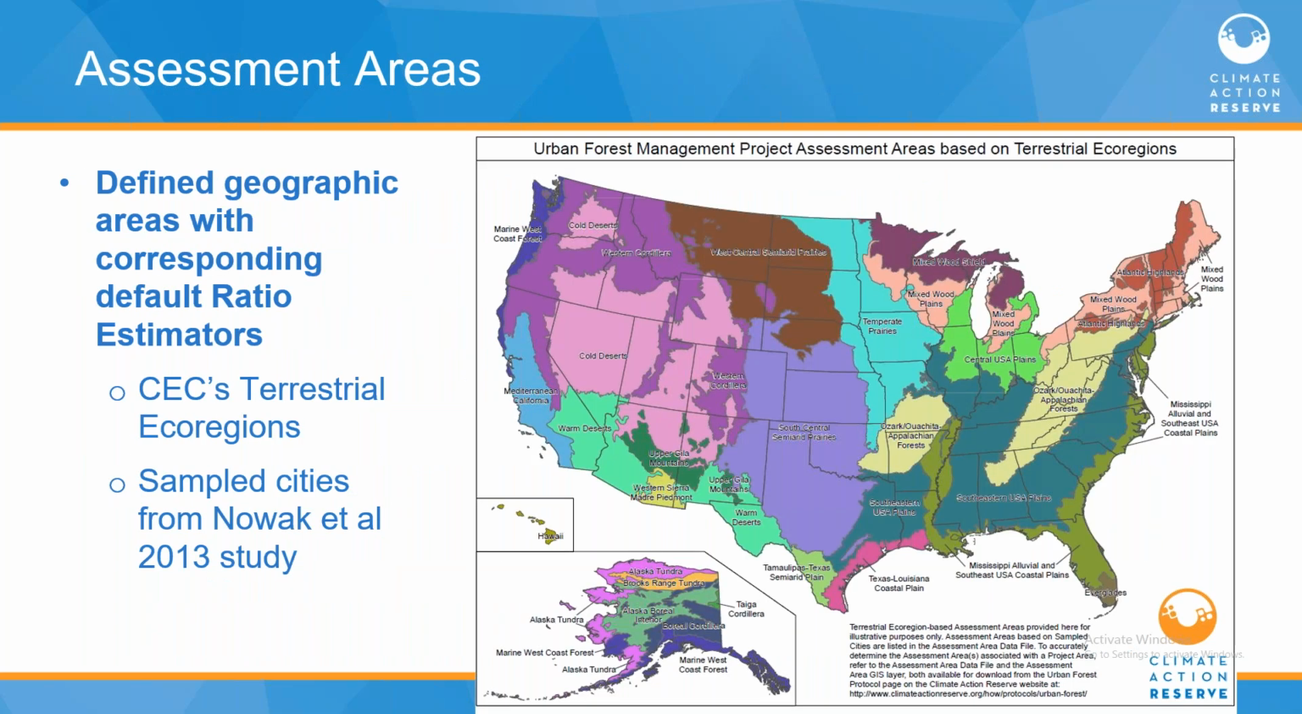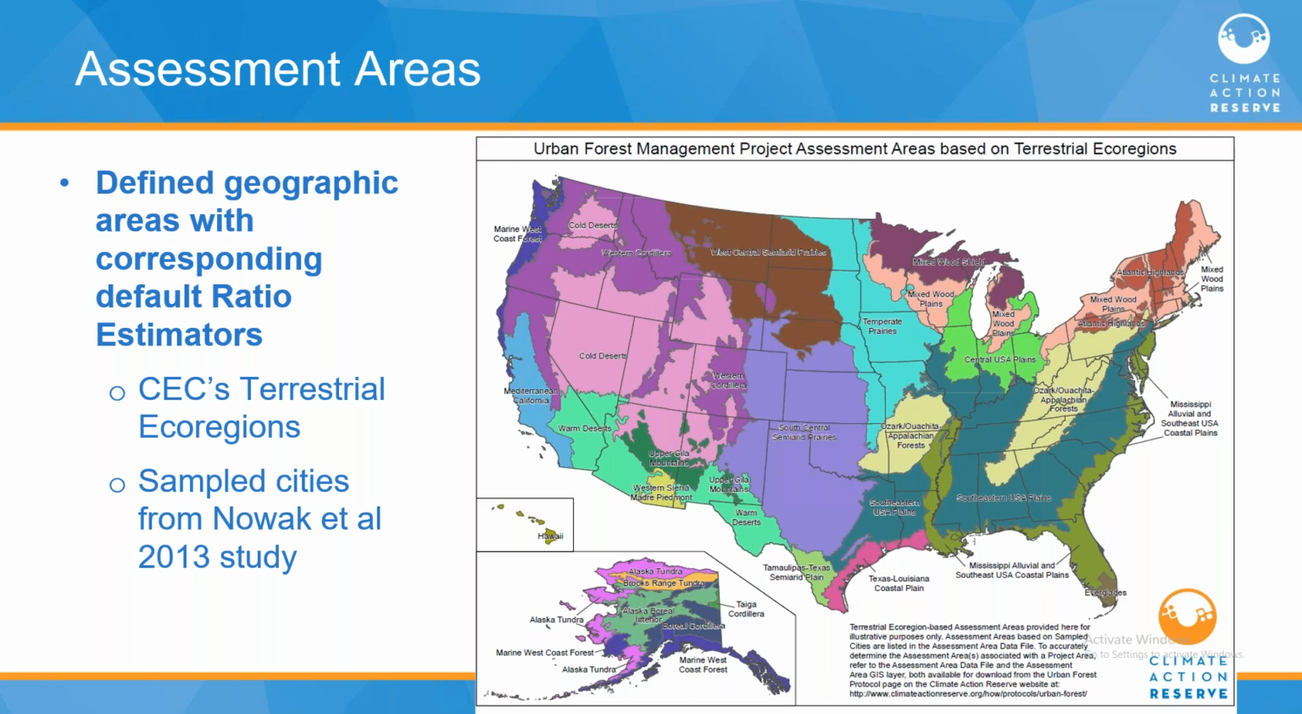So this is our map of the assessment areas. Our assessment areas for this protocol are defined geographic regions that have corresponding default ratio estimators. The urban forest management assessment areas include sampled cities and terrestrial ecoregions delineated by the Commission for Environmental Cooperation, an intergovernmental organization established by the North American Agreement on Environmental Cooperation. Terrestrial ecoregions are areas of general similarity in ecosystems and in the type, quality, and quantity of environmental resources.